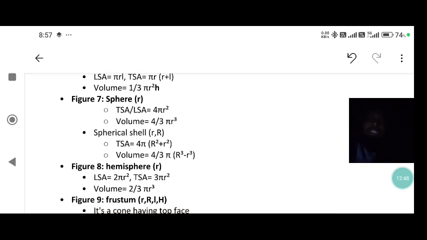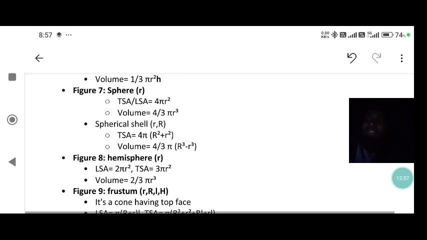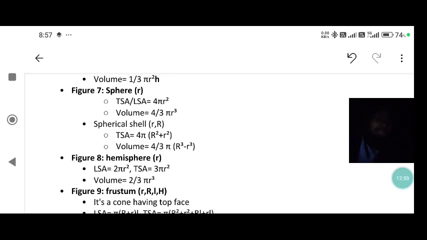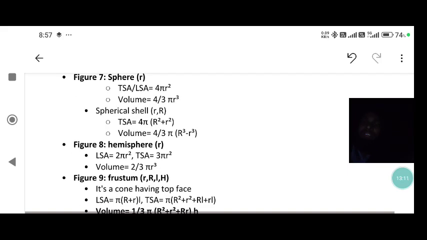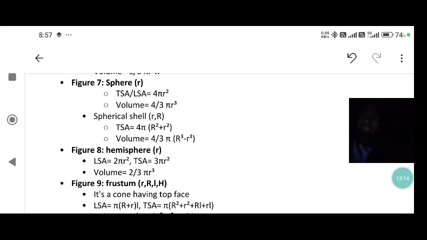Now the seventh figure is the figure of a sphere. It has only radius. All of the sides are curved. It has no perfect length side. So total surface area is 4 pi r square, and for a hemisphere it is 3 pi r square, and the lateral surface area of a hemisphere is 2 pi r square, and the volume is 4 by 3 pi r cube.